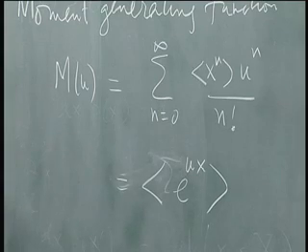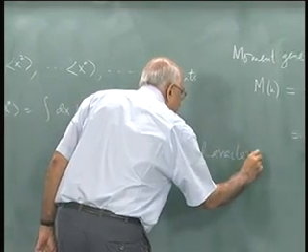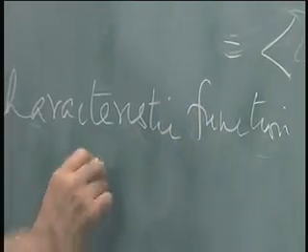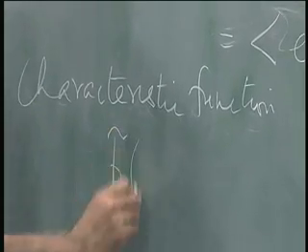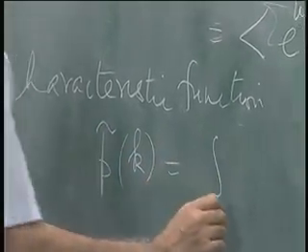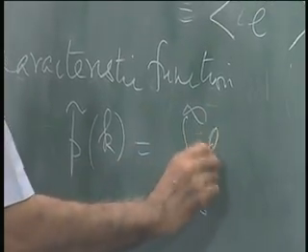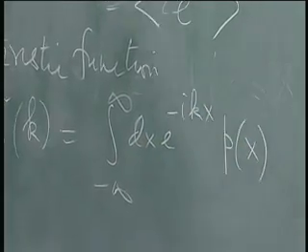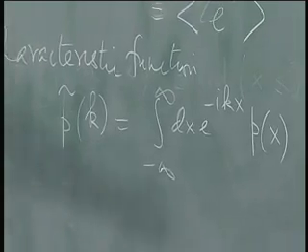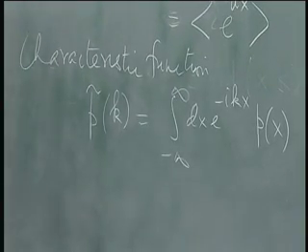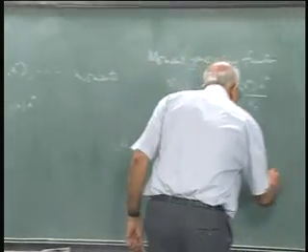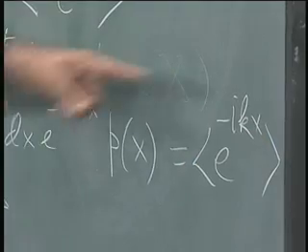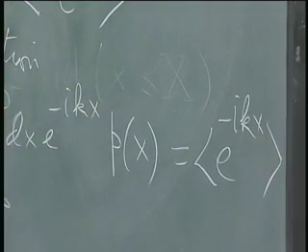You could also define what is called the characteristic function corresponding to the density p of x, and let us call it p tilde of k. This is an integral from minus infinity to infinity dx e to the minus I kx p of x. This is the Fourier transform of the probability density function. But you can also relate it to this, because notice that this is also equal to the average value of e to the minus I kx. X is the random variable, k is an auxiliary variable, the Fourier transform variable.